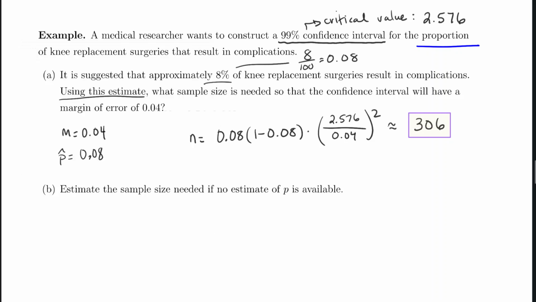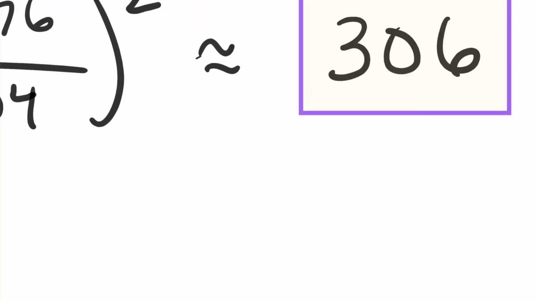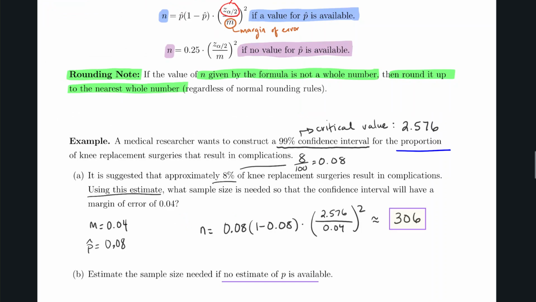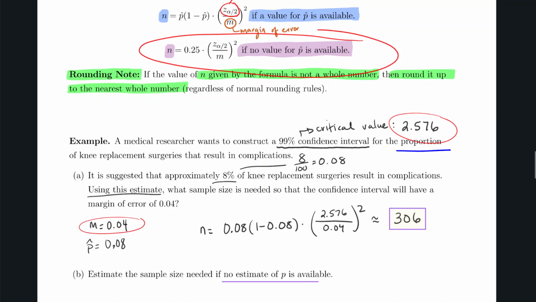Now, in part B, it says estimate the sample size if we did not have the estimate of p available. Now, looking back at our formulas, we see this would be a case for our second formula because we have no estimate of p. So it's 0.25 times our critical value, which we found is 2.576, divided by our margin of error of 0.04, all squared.